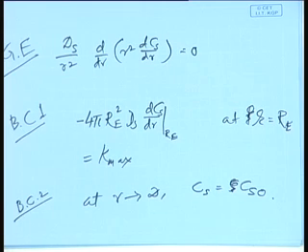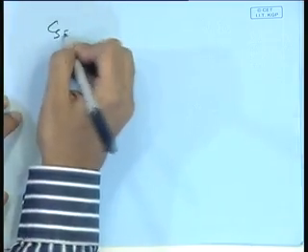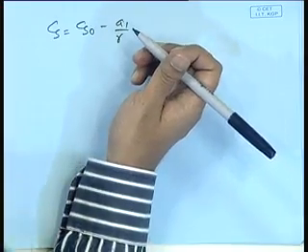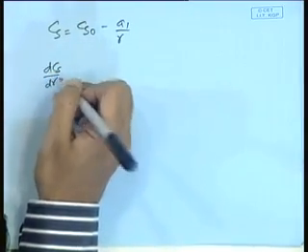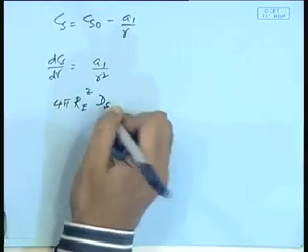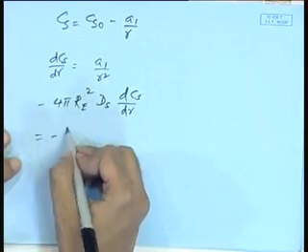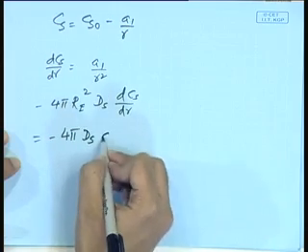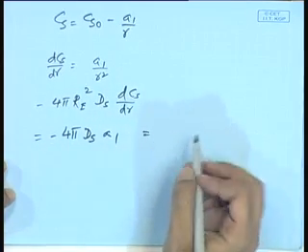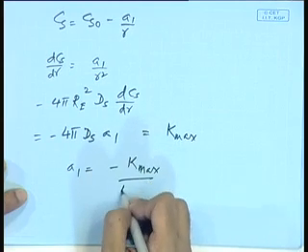Now, you can quickly solve; it is the same thing. So, Cs equals Cs naught plus A1 over r, I think that is what you will get. So, Cs equals Cs naught minus A1 over r, and so dCs/dr equals A1 over r square. So, 4 pi Re square D_s dCs/dr equals minus 4 pi D_s into A1, which equals k max. So, A1 equals minus k max over 4 pi D_s.